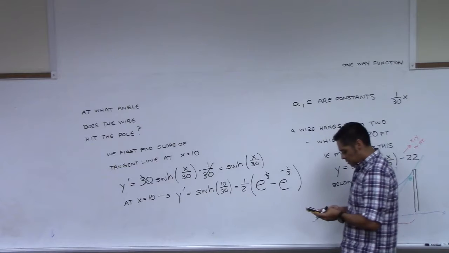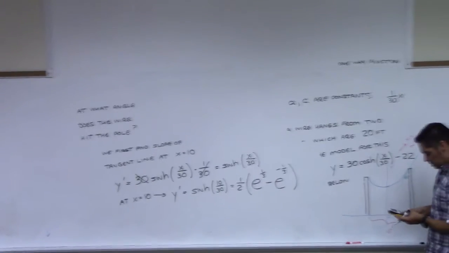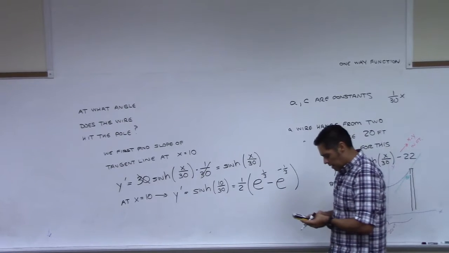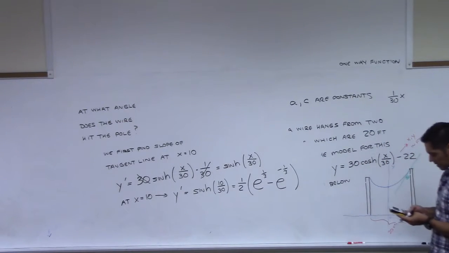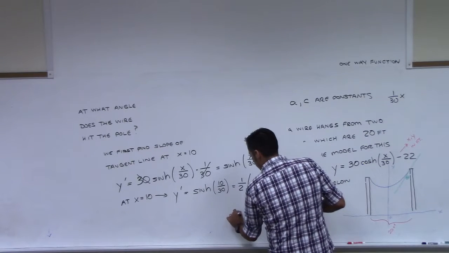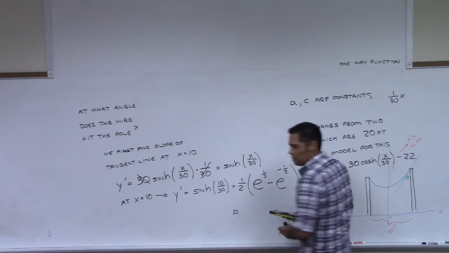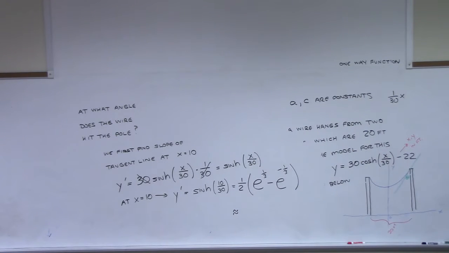e to the 1/3 minus e to the negative 1/3, and then half of that. I'm getting something, but I'd like to see if anyone else is able to get it. It'll make me feel better if at least one person can get this on their calculator.